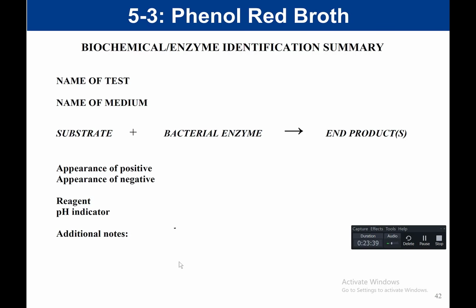So for example, in the phenol red broth, under additional notes, I would include the purpose, right? What's the purpose of that test? What does it mean to say that bacteria are non-saccharolytic? Basically, you want to understand your interpretation or your readout. Why do you need to do the readout between 24 to 48 hours? I would put that in the additional notes as well.